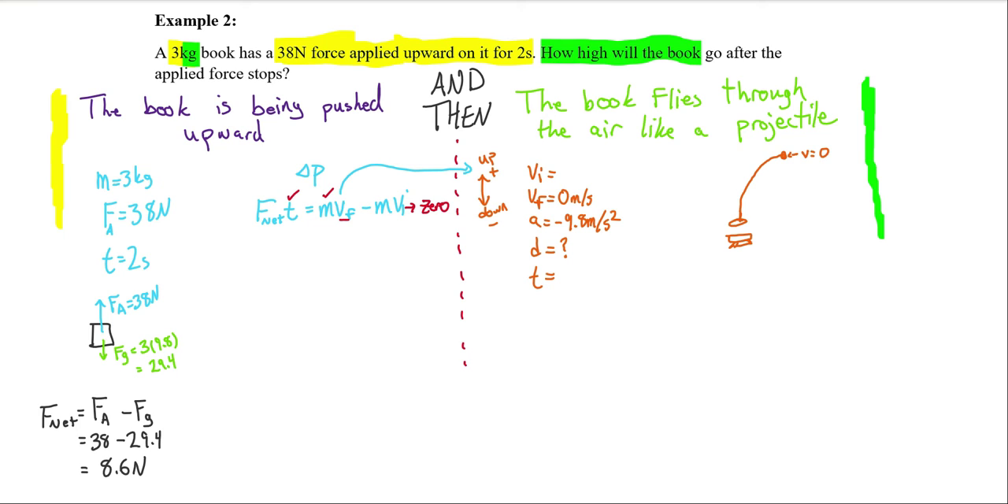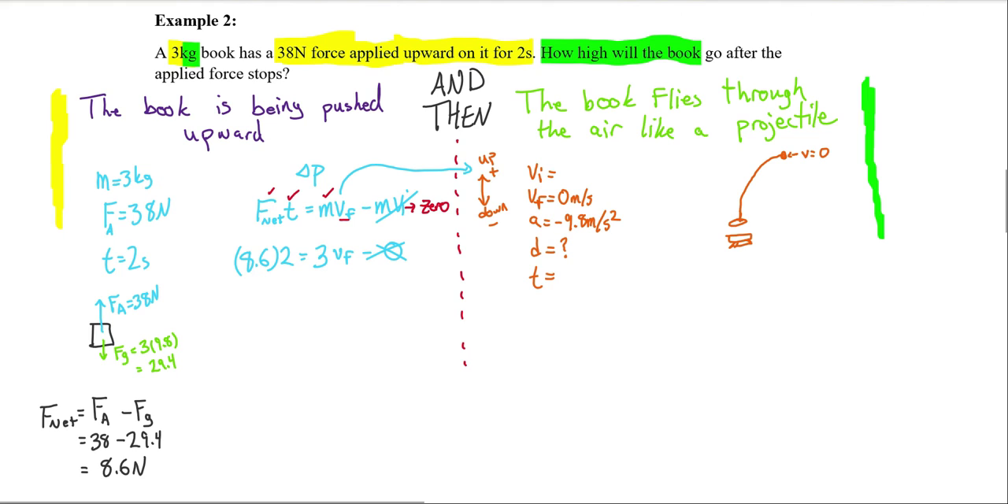That's all that we need now. We have the net force, we have the time, we have the mass, so we can use that to find our velocity, which will help us in our second portion. Let's plug in our values now. 8.6 newtons of net force multiplied by the 2 seconds of time will equal our mass of 3 kilograms multiplied by the final velocity minus 0, because anything times 0 is going to be 0, so we get to ignore that.